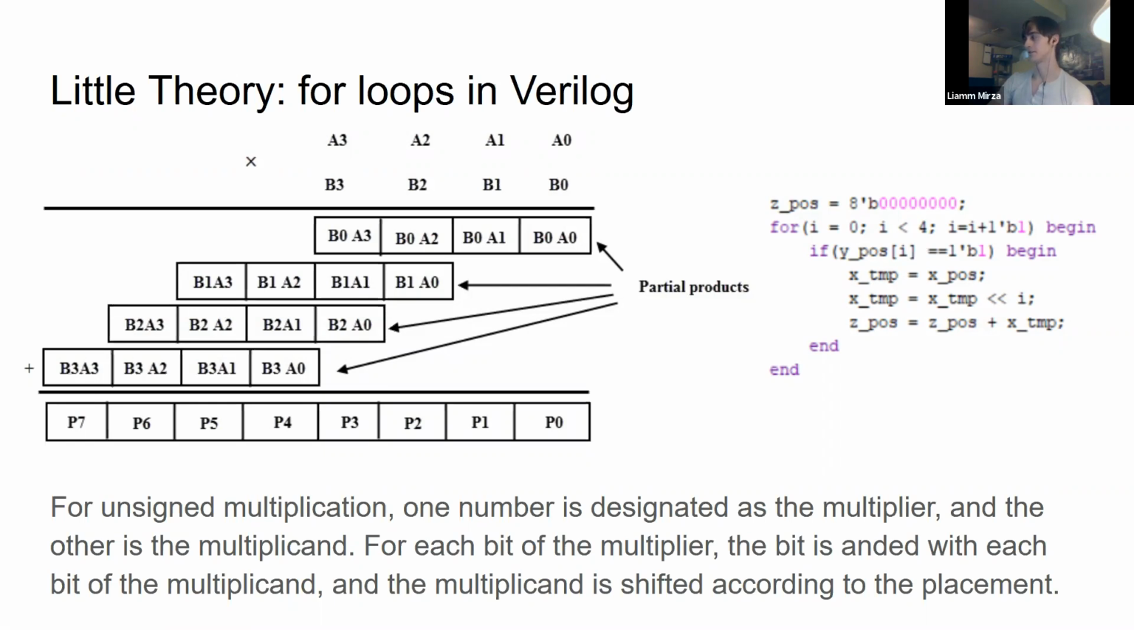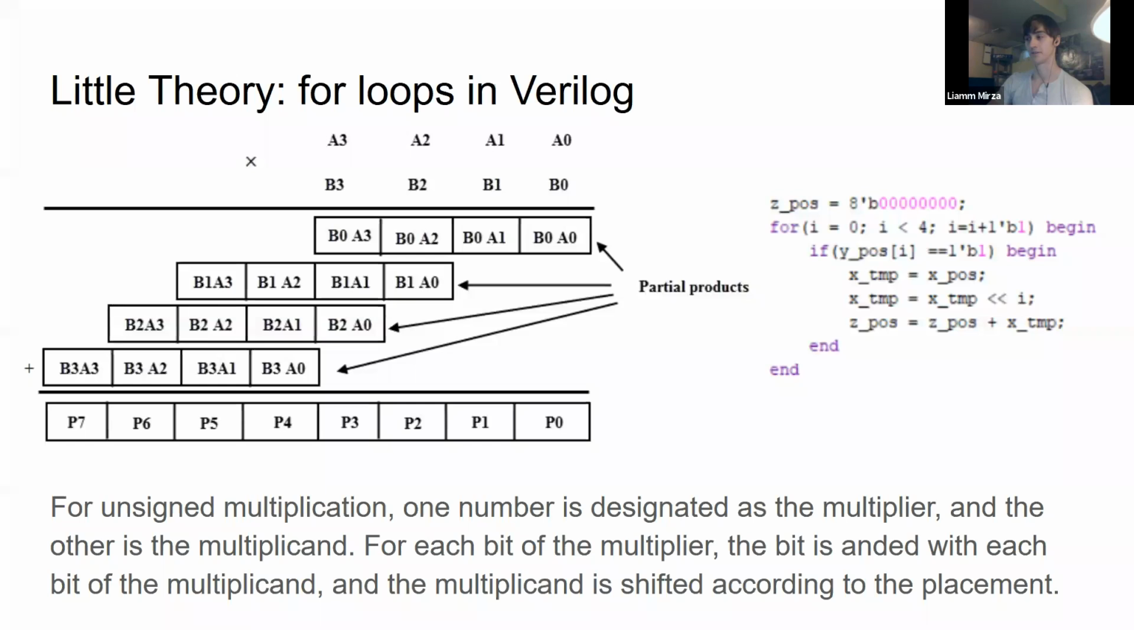So here it's being ANDed with the 0th bit of the multiplier, so it's not shifted at all. Here it's being ANDed by the first one, so it's shifted once. Here the second, so it's shifted twice. Here's the third, so it's shifted 3 times. And you can kind of see that here.